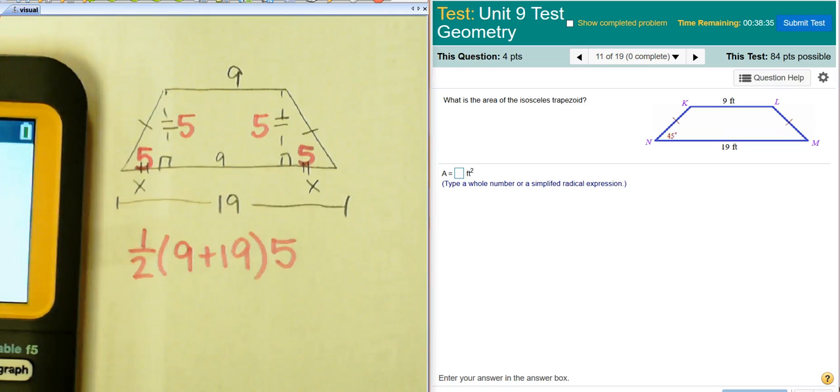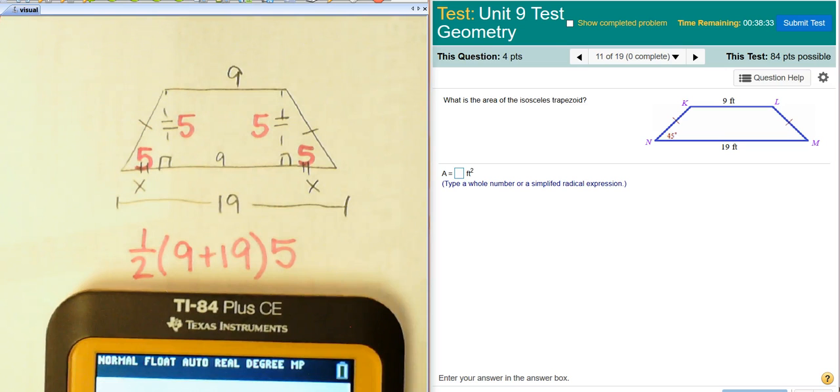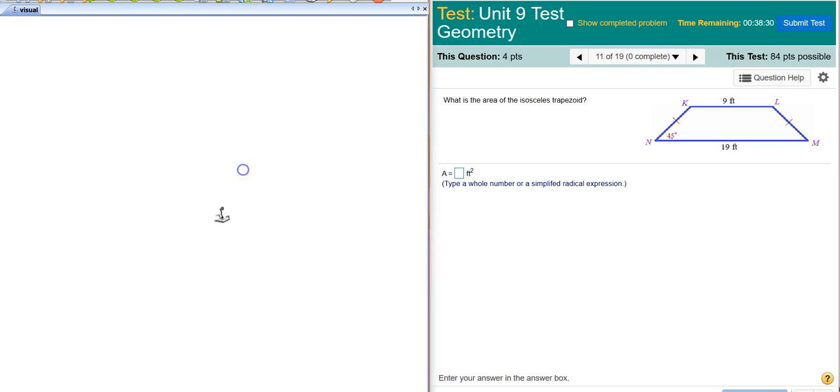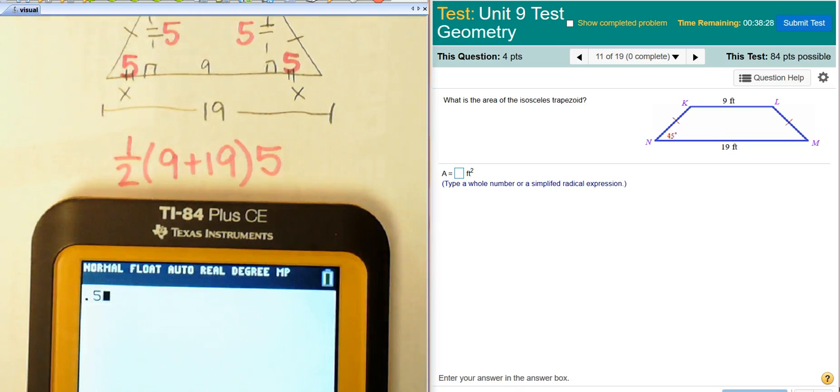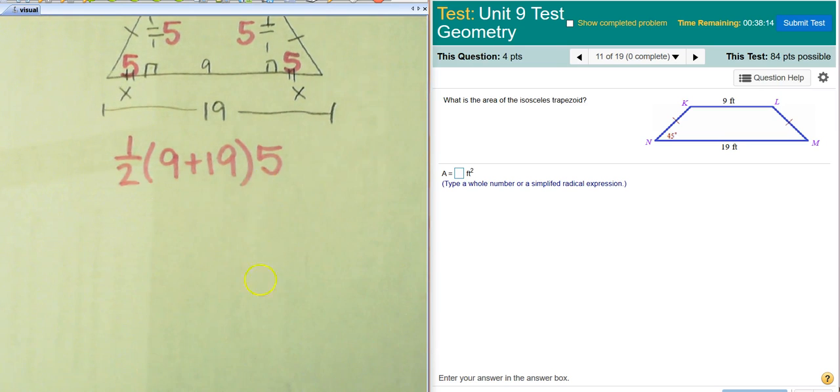Alright, so then I just plug this into my calculator, hopefully on the screen so you guys can see it. Sorry, I'm trying to work with this small space here. So 1/2, in the parentheses I got 9 plus 19, and then I'm going to multiply that by 5. So for that question, 70. If you end up with a radical in the problem, which I don't think you will for this one, you're going to have to write it in radical form.